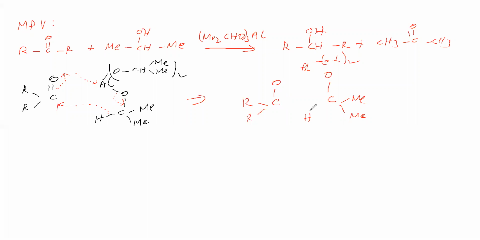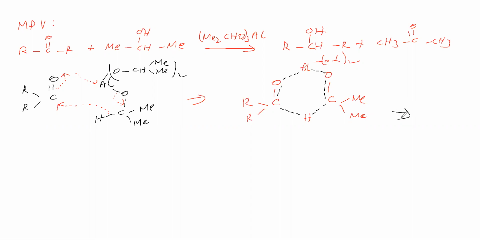Now what happens means, here bond is breaking partially, here bond is producing partially, here bond is breaking partially, here bond is producing partially, here bond is breaking partially, here bond is producing partially. Like this transition state we are getting.